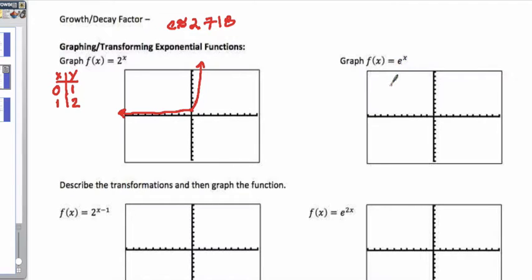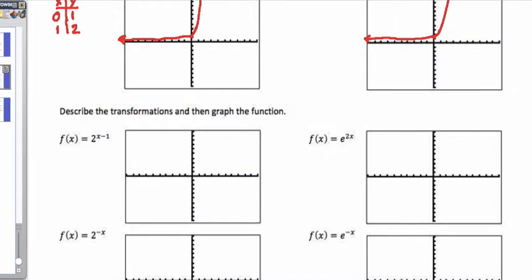Okay, what about this one? It basically looks the same. Our a is still 1 because if I plug in 0, I'm going to get out a 1. So 1 right there. And then if I plug in a 1 here, this is going to be 2.718, so we're just going to eyeball it and say it's right about there. Really what I want here is some parent functions to work from, so that I can then apply transformations below and move that graph around.